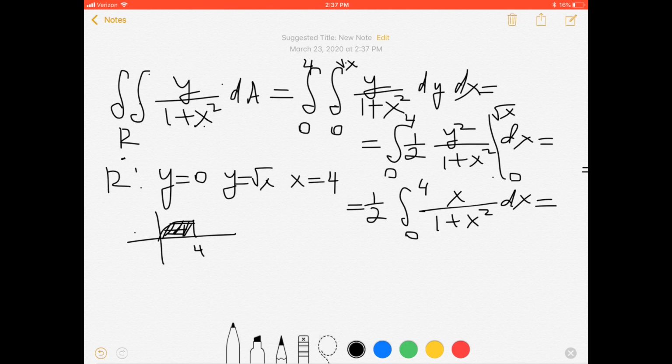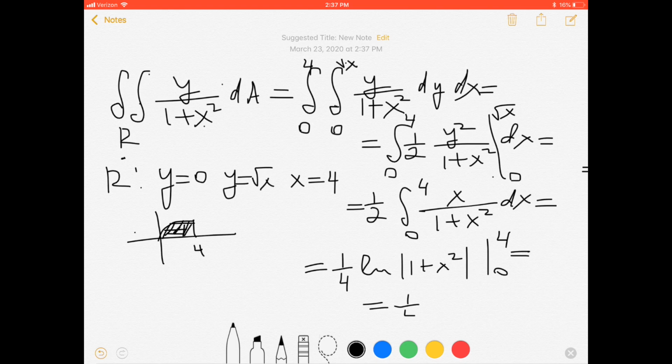We can easily do u substitution with u equal 1 plus x squared, 2x dx will be du, so it's 1/4 natural logarithm of 1 plus x squared from 0 to 4. Plugging in our borders, we have 1/4 natural logarithm of 16 plus 1, this will be 17. Great.